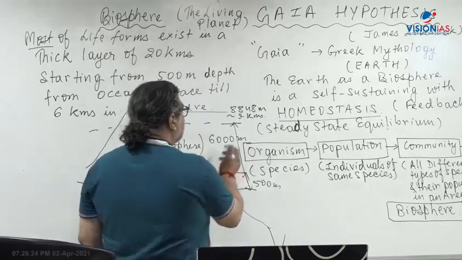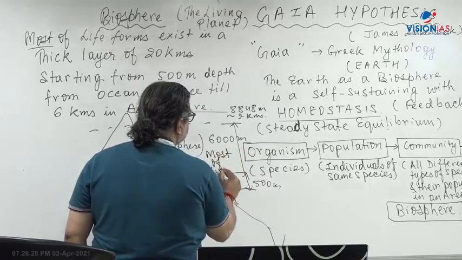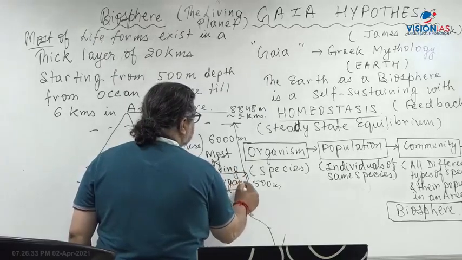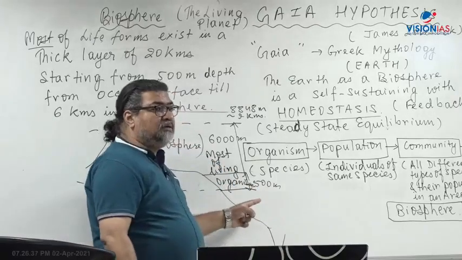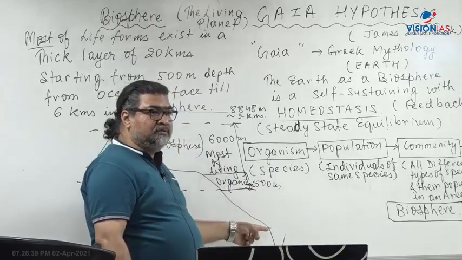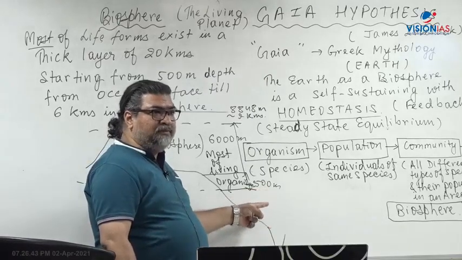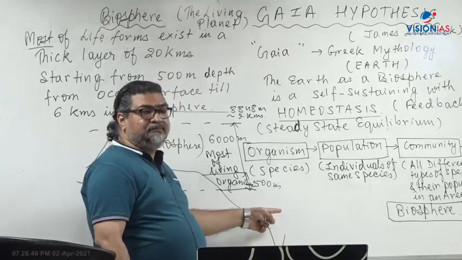But that is where most of the life forms, most of the living organisms, will be. But what does that mean? It does not mean that there is no life form elsewhere. Even in the darkest part of the oceans, even if we go below 400 or 500 meters, again you have life forms; marine life is there.